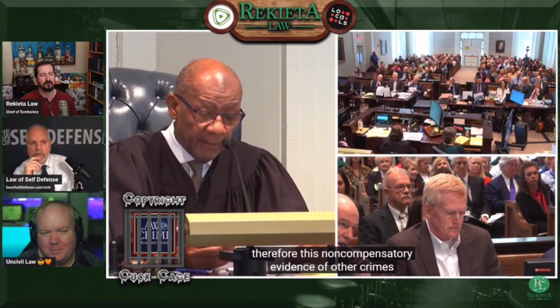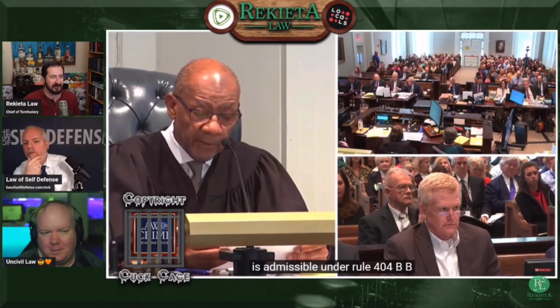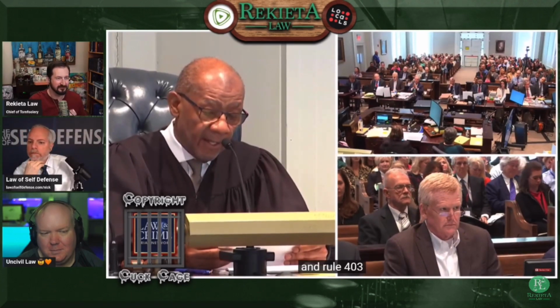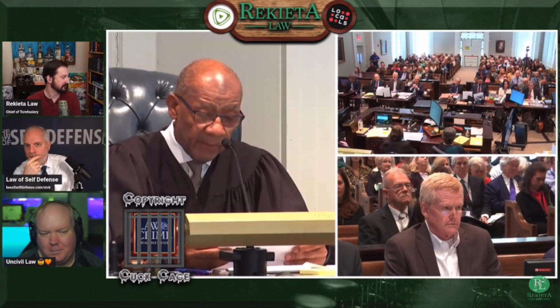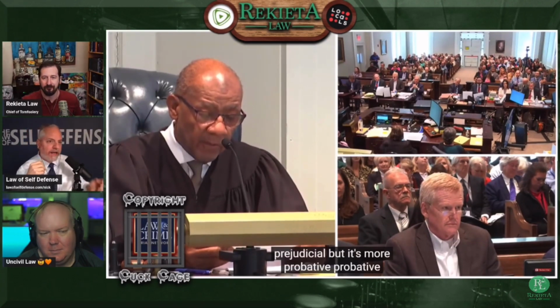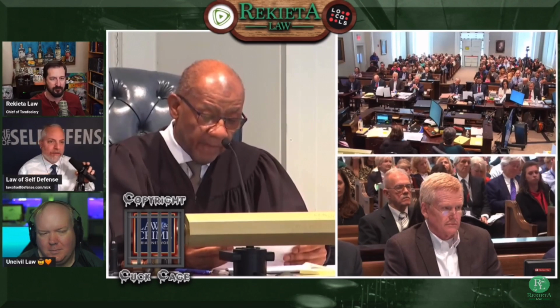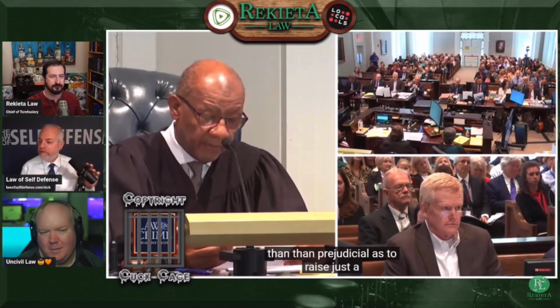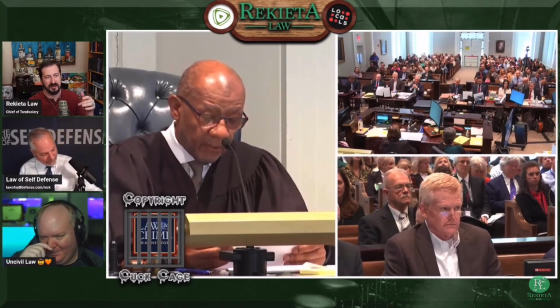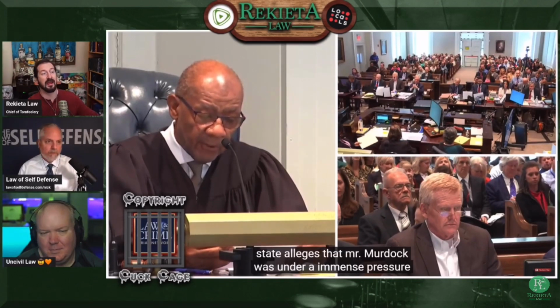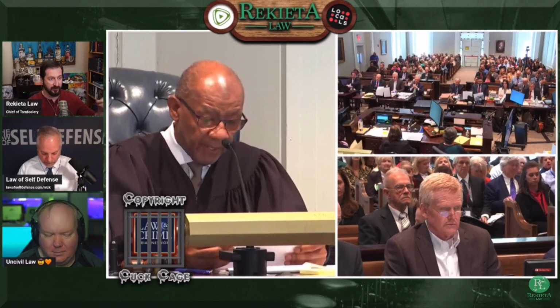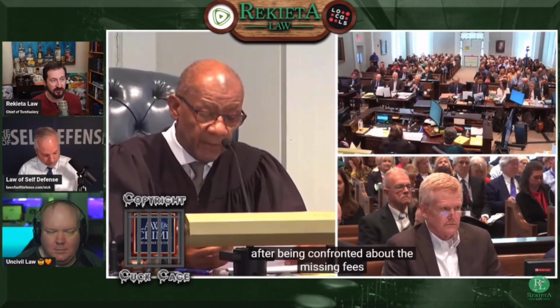Therefore, this non-propensity evidence of other crimes is admissible under Rule 404(b) and Rule 403, and the evidence, which may be prejudicial, is more probative than prejudicial. Not only are we going to get the testimony that Mr. Murdaugh was under immense pressure from all those witnesses being confronted about the missing fees.